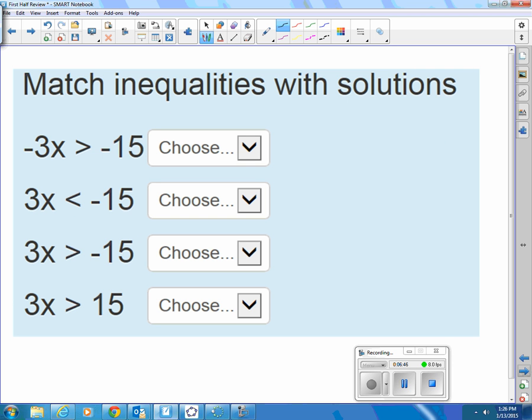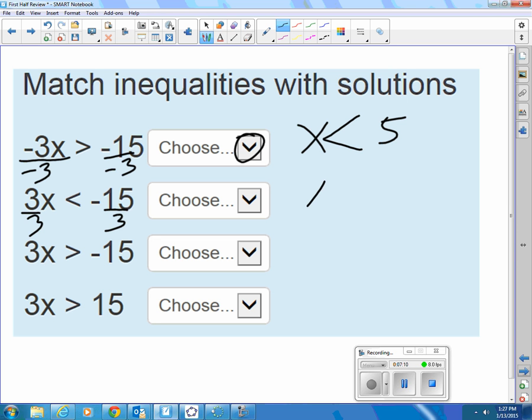Match the inequalities with the solutions. Well, we can select them by selecting that, but let's solve it on paper first. So we divide by -3, divide by -3. That says x. When I divide by a negative, that changes the direction of the inequality sign. And so 15 divided by 3 is 5. Divide that one by 3, divide that by 3. So x is less than -5.